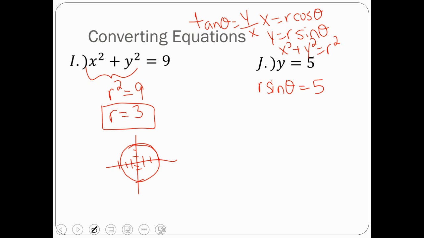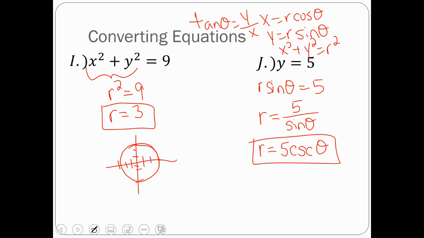Our goal is to try as much as possible to get them solved for r. I haven't 100% looked at all of the answers in the back of your book, but most of them try to get it solved for r, which means I would divide both sides by sine theta, but when sine theta is in the bottom, that is really cosecant. So y equals 5 is equal to r equals 5 cosecant of theta.